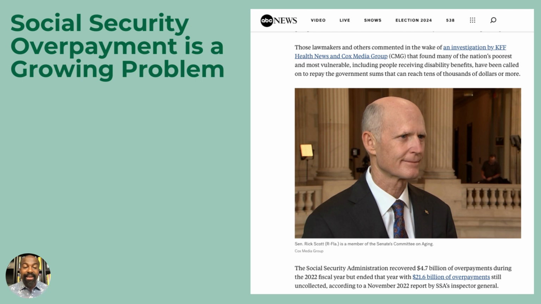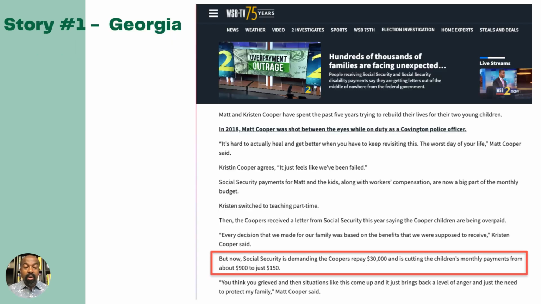And because of these practices, they are getting a lot of heat because the Kaiser Family Foundation Health News Network and the Cox Media Group did an investigative report that found that the Social Security Administration had collected $4.7 billion in overpayments in 2022, but still people owe 21.6 billion in overpayments that is still uncollected as of 2022. So if you've been receiving these letters, it's because there's a lot of money that is owed that has not been paid yet. So here are 4 horror stories that we have discovered and found to share with you.